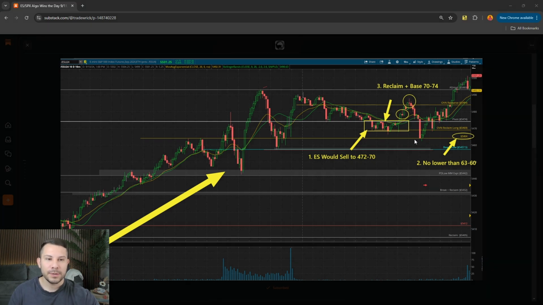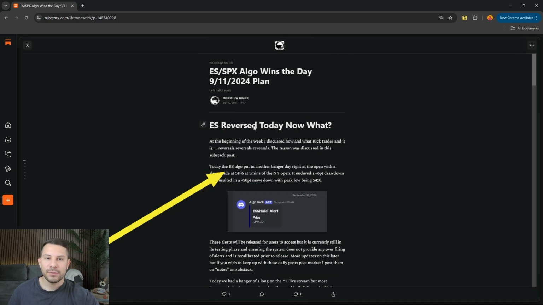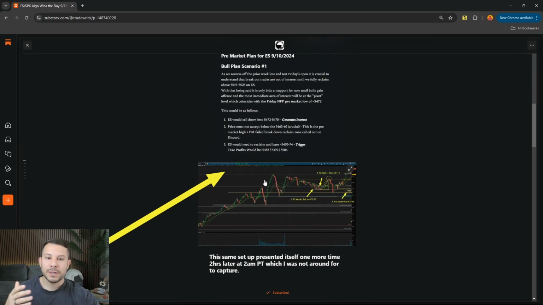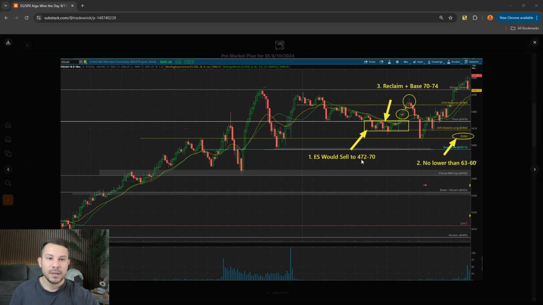Okay, and this is me recapping the trade, of course, after it had already happened, because I had called this out in a prior date plan. This is just me giving you context and then showing you the levels work perfectly. ES would need to then reclaim the 7074, but not trade below 63 or 60. And so as you can see, price did exactly that. We broke the 74 pivot right here. That generates interest, number one. Two, price will not go lower than 60 and 63.